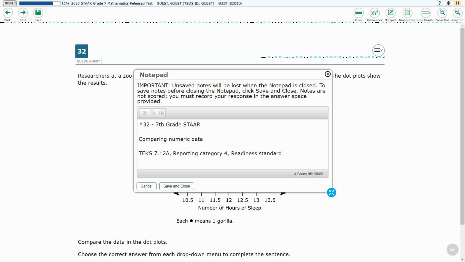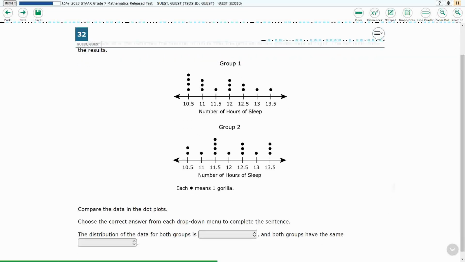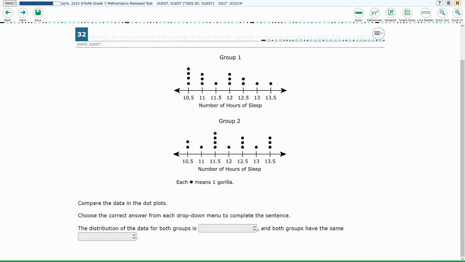For number 32, we are comparing numeric data. This is reporting category 4, a readiness standard, TEKS 7.12a. We've got 2 different dot plots here, group 1, group 2, and we've got some drop downs. All right, so we've got 2 different answers we need to look at here. So this first one, the distribution for the data for both groups is either symmetrical or asymmetrical.